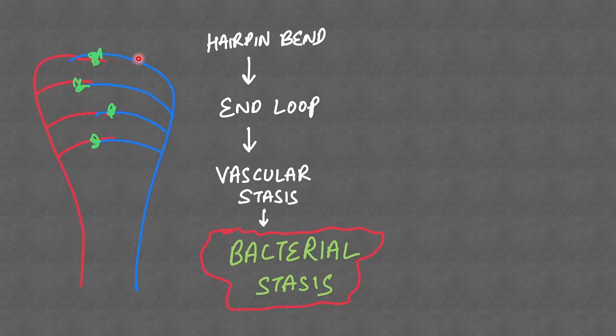These areas are called the hairpin bends which form an end loop and cause vascular stasis. Vascular stasis means the blood comes here and slows down in these areas. If the bacteria is coming through the arteriole, it will get trapped in this area, which will cause bacterial stasis. Thus, the bacteria will collect in the metaphyseal area and form a foci of infection.